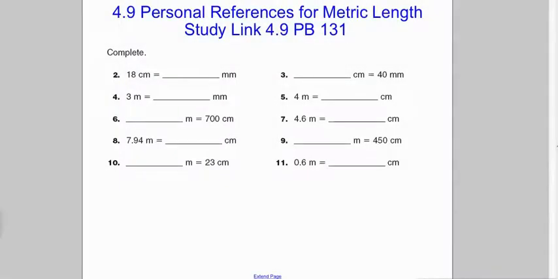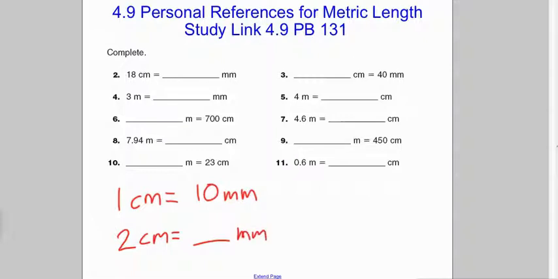In problem number 2, we're given the metric unit of centimeters. We're given 18 centimeters. And the question is, how many millimeters is that? Well, we know something. Today we discussed a lot about conversions between metric units, and we know that 1 centimeter is made up of 10 millimeters. So if we were dealing with 2 centimeters, how many millimeters would we have? That's right, we'd have 20. And if we had 3 centimeters, how many millimeters would we have?